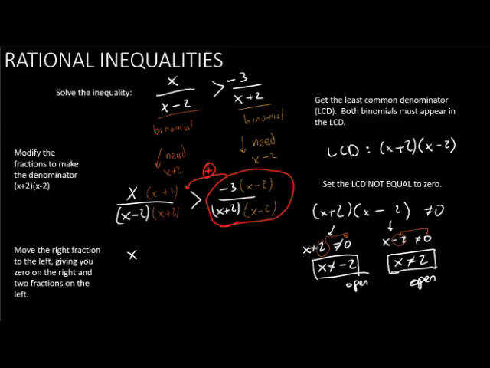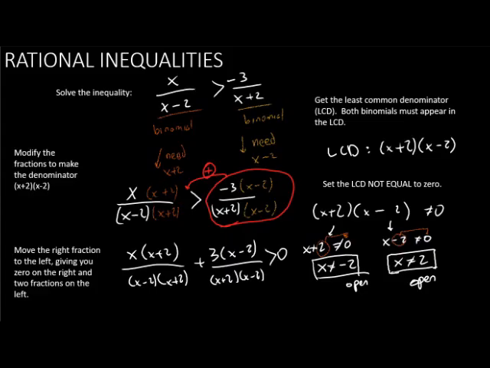This will give us x times x plus 2 over x minus 2 times x plus 2 on the left. And now we're going to put plus 3 times x minus 2 over x plus 2 times x minus 2. And we'll say this is greater than 0. This is now our rational inequality. It's much more manageable now that we have a 0 on the right. However, we now need to combine those fractions, which we'll do on the next slide.